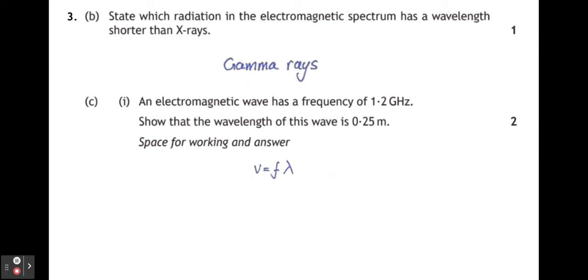We're told in the question here the frequency is 1.2 gigahertz, so we can insert these numbers into our formula. 3 times 10 to the power of 8 for v, and 1.2 times 10 to the power of 9 for frequency. We can rearrange that. We get wavelength is 3 times 10 to the power of 8 divided by 1.2 times 10 to the power of 9. And indeed, that does give us 0.25 meters. So we have shown that the wavelength of this wave is 0.25 meters.